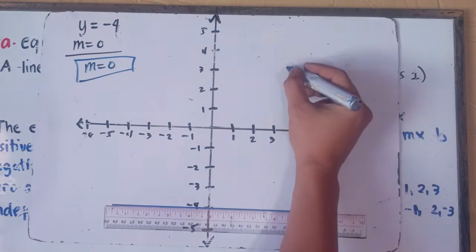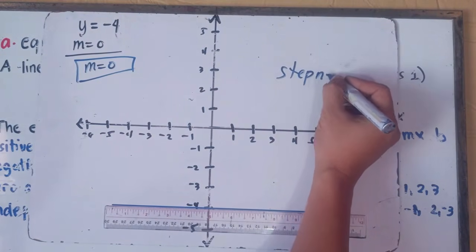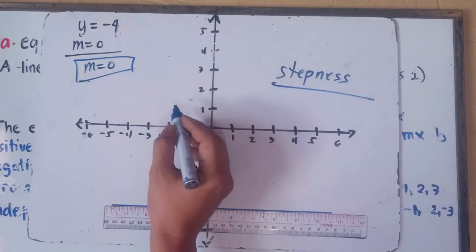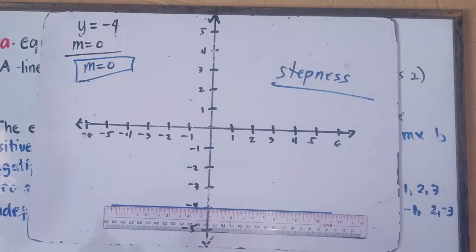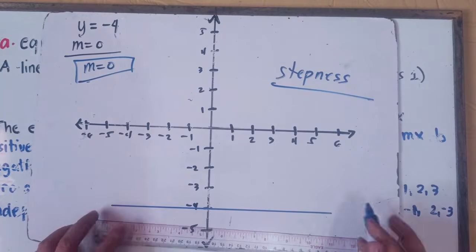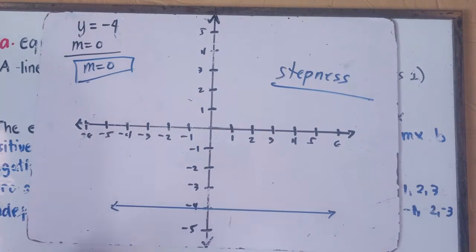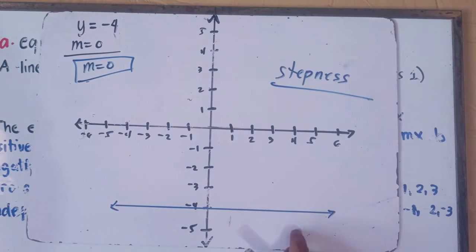Once again, class, slope is the steepness of a line. Since your slope is 0, you have a horizontal line. You don't have the steepness, class. Slope is 0, so therefore you have a horizontal line. Now, question, sir: with regards to this horizontal line, why do we call this one a function?